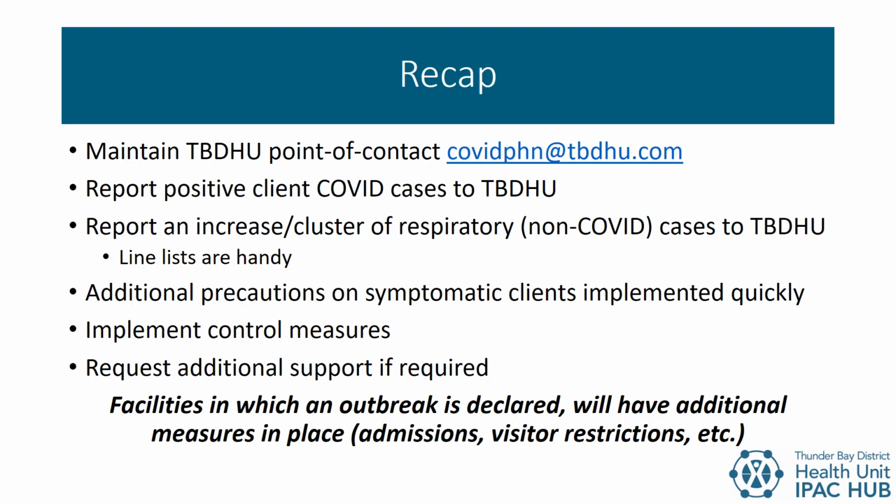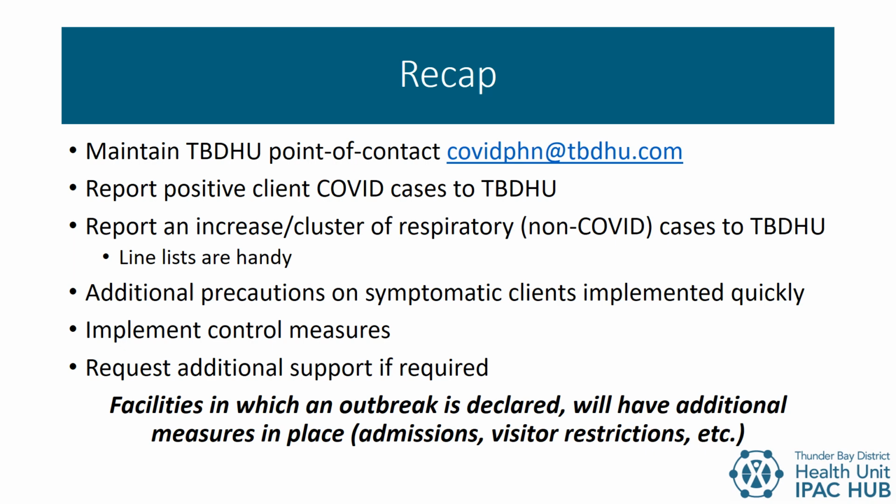Okay, so this brings us to the end of our session today. Let's just recap some of the highlights. Facilities should continue to maintain a Thunder Bay Health Unit point of contact. This will be the same contact as before, but now just to ensure coverage, one main email will be used, which is shown here in the slide at covidphn@tbdhu.com. Facilities should continue to report positive COVID cases to Thunder Bay Health Unit if meeting the outbreak criteria or if there are any questions or concerns outside of that.